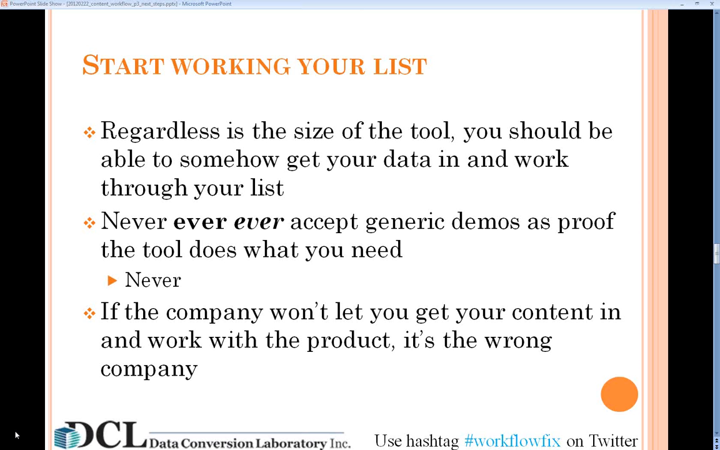Make sure you get your content in the product. Now, if the company won't let you get your content, and I don't mean all of your content, I don't mean you need to put your entire library of content in. No, you should be able to take a representative book, and book here being a euphemism for whatever your deliverable would be. But if you can't get at least one book, insert your deliverable of choice here, into the product to work with it, if the company won't let you do that, it's the wrong vendor, and just walk away.